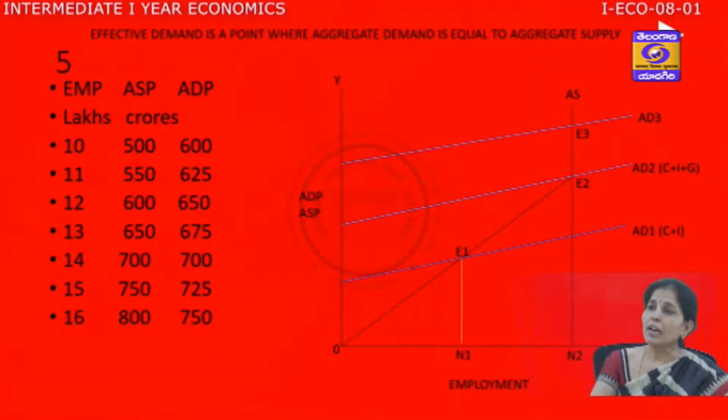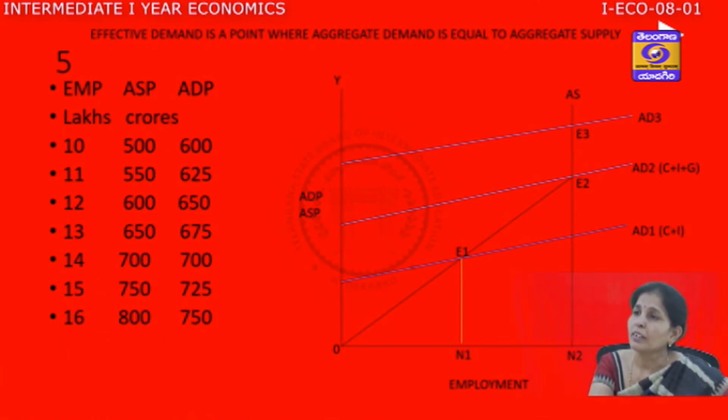The next one is effective demand. Effective demand is the point where aggregate demand is equal to aggregate supply. This is explained with the help of a table and a graph. Employment is measured in lakhs, and aggregate supply and aggregate demand are measured in crores. At some level of employment, you find that aggregate demand is equal to aggregate supply.